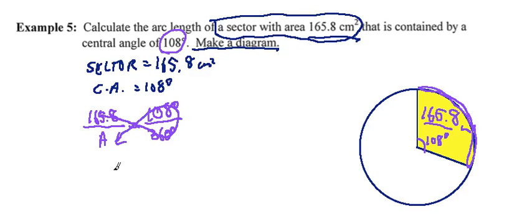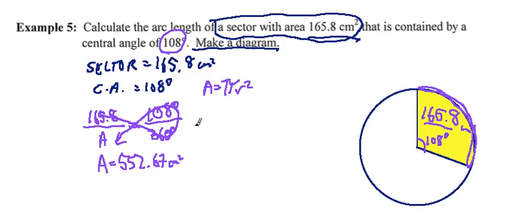So let's figure that out with the benefit of a calculator. 165.8 times 360 divided by 108 will give you your total area of the circle, which you can write as 552.67 centimeters squared. Now, since we had area, remember we know one of the other formulas in this unit that's big and important, area equals pi r squared.